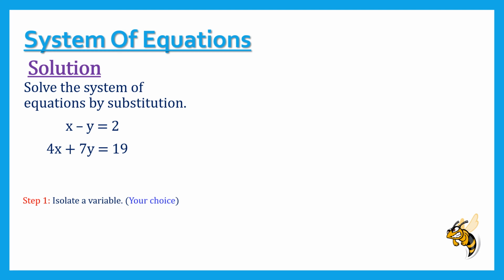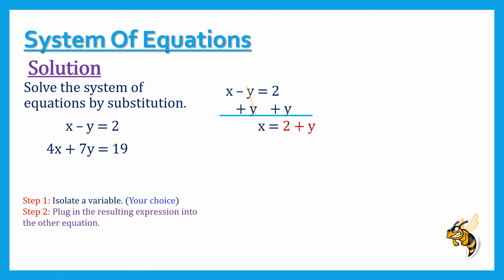I need to pick a variable to isolate. Remember, it's your choice. I'm going to use the first one because both of them are in singular state. But I'm going to isolate the x because the y is negative. So I'm going to add y to both sides. So therefore, x is equal to 2 plus y. I'm going to plug that resulting expression into the other equation because x is 2 plus y. So every time I see an x, I replace it with 2 plus y.